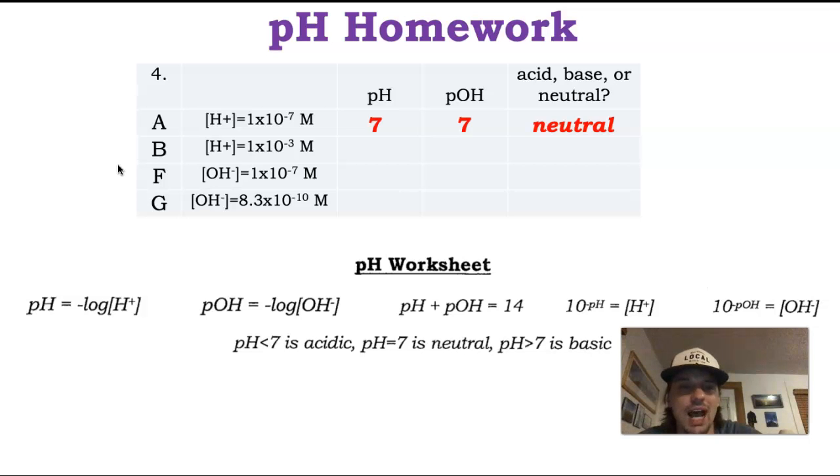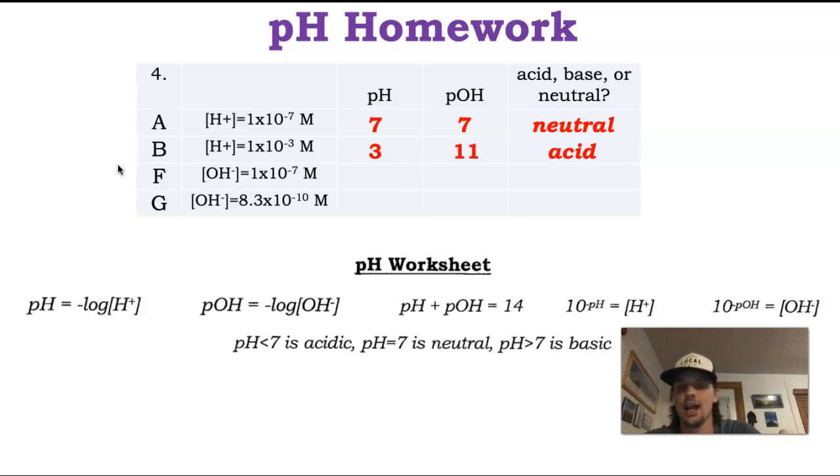Letter B, the hydrogen ion concentration is 1 times 10 to the negative third. If I take the negative log of that to get the pH, I get 3. The pOH would then be 11. Is that acidic, basic, or neutral? Again, I look at the pH. If it's less than 7, it is acidic.